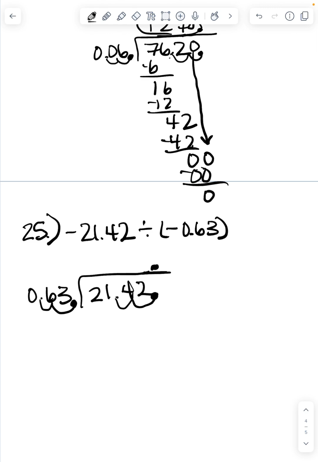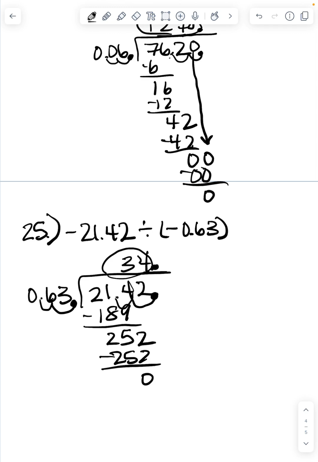So number 25. Okay, so we've got 63 does not go into 2, doesn't go into 21. It does go into 214 3 times. That multiplies to be 189. And when we subtract, we get 25, bring down that 2. 63 goes into 252 4 times, multiplies to 252. We get 34.